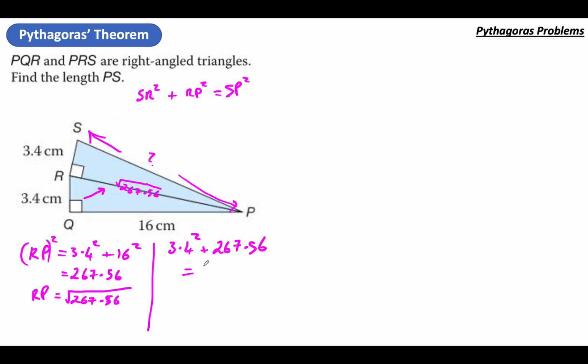Okay, now that equals 279.12. But we need to square root that because that's SP squared, isn't it? That's that final side squared. So I square root it to get my answer.